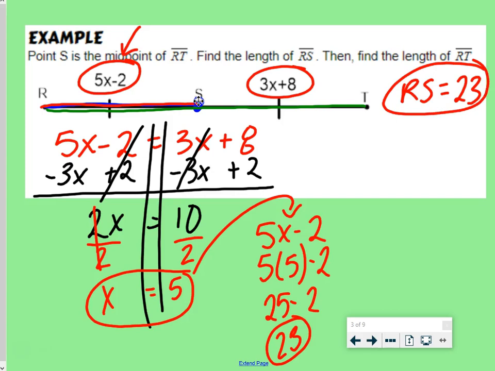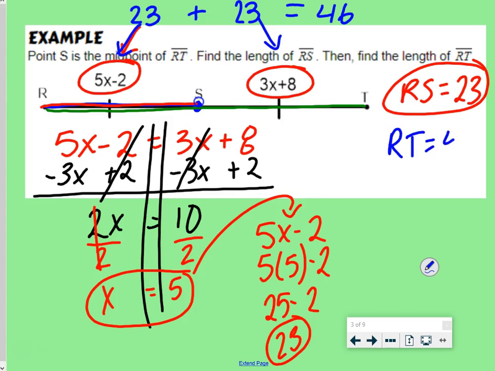The next piece is to find out the total line segment. What we know is that 5x minus 2 is equal to 3x plus 8. So 5x minus 2 is 23, and 3x plus 8 is also 23. Add the two together to get the length of the whole segment, and we get 46. So RT is equal to 46.